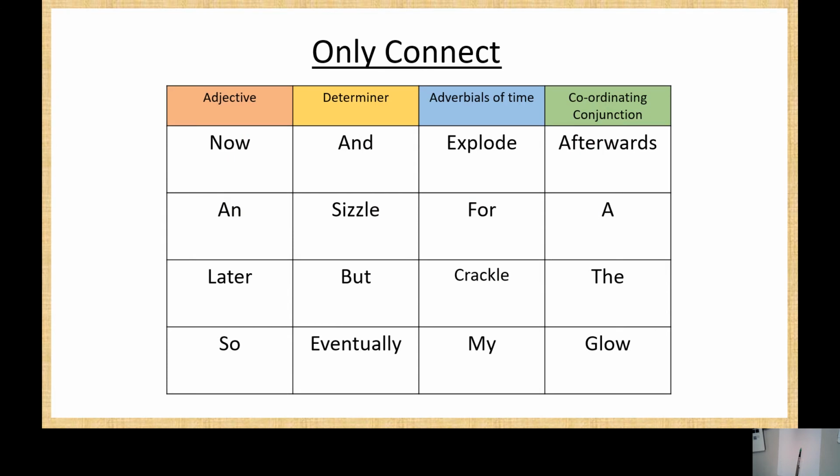We have an only connect. So have a look at these. Look at the adjective, a determiner, adverbials of time, and a coordinating conjunction. Have a look, see whether you get it right. Pause, and I'll see you in a bit.